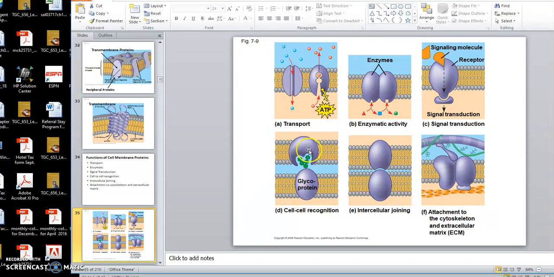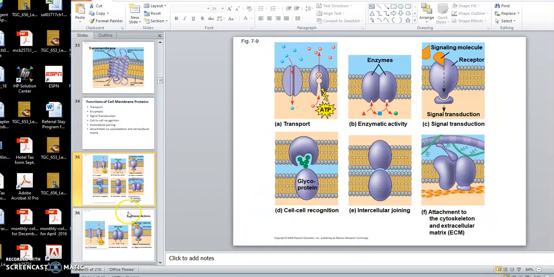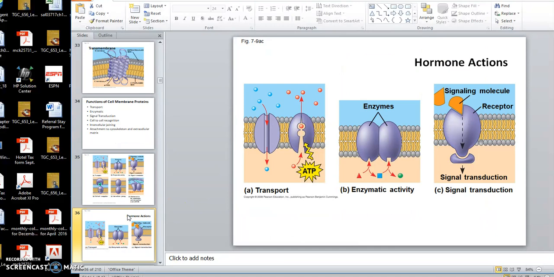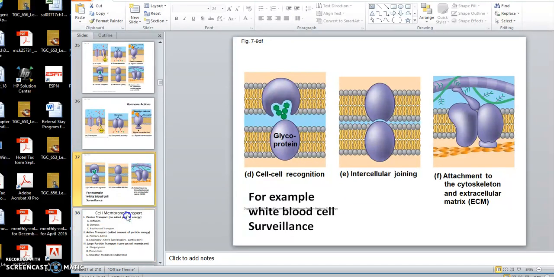Cell-to-cell recognition. This cell here is looking at this cell's flags to see. This will be white blood cells deciding, is this one of your cells or not? Holding cells together we'll talk about. And attachment of a structure we'll be talking about known as the cytoskeleton, a skeleton inside the cell, which is not obviously bone but made up of protein, but it does provide the shape. So you can kind of look at these. I put these in my PowerPoint.